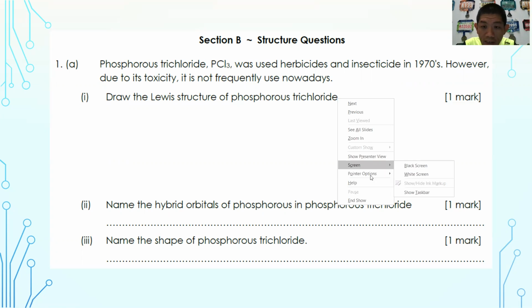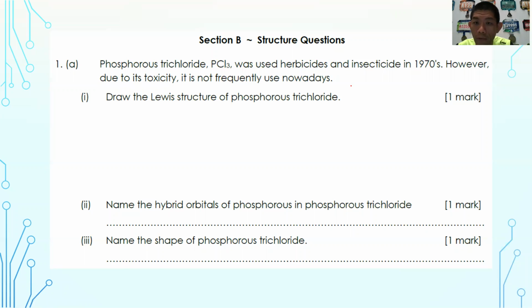So here are the 4 steps. If you refer to the module, it will show you clearly how to propose the 4 steps. Starting from step 1, you calculate the total valence electrons. Phosphorus is from group 15, so you have 5 valence electrons. And then chlorine is from group 17, so you have 7 valence electrons, and because you have 3 chlorine, you have to multiply by 3. So this makes the total electrons equal to 26.